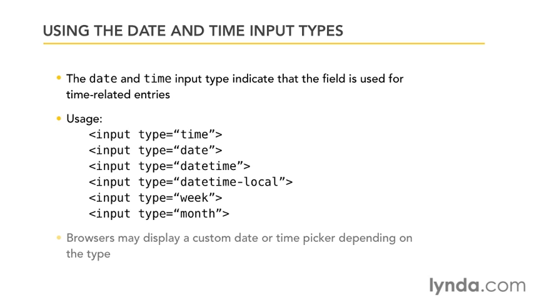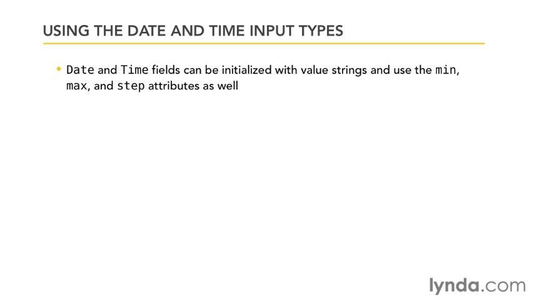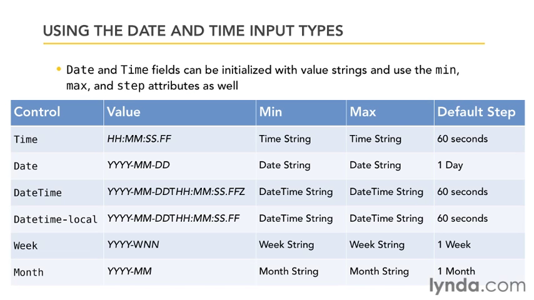Now browsers have the choice here. They can display a custom date or time picker depending on the type of the field. Date and time fields can also be initialized with value strings, and they can use the min, max, and step attributes as well, just like number and range fields can. This table shows how you initialize the value of a given date and time control.